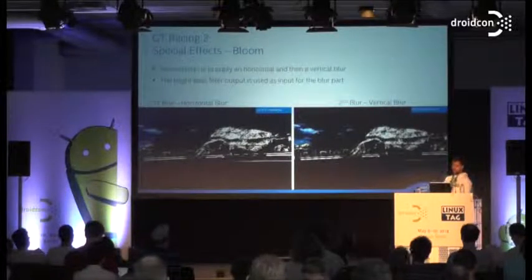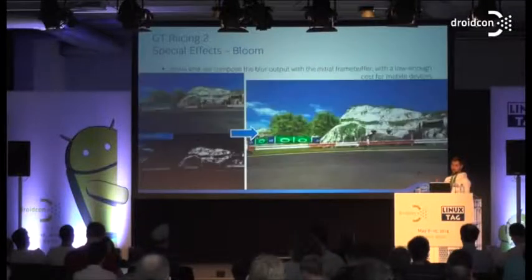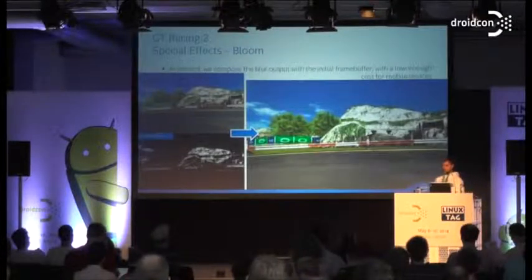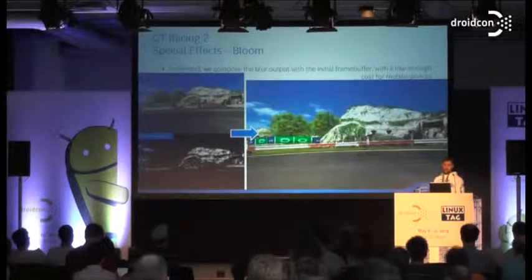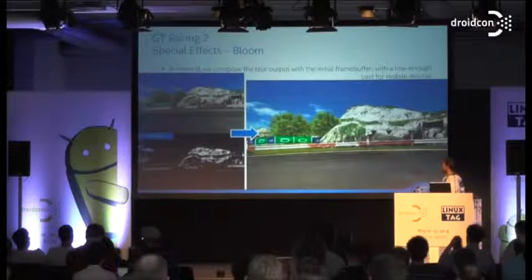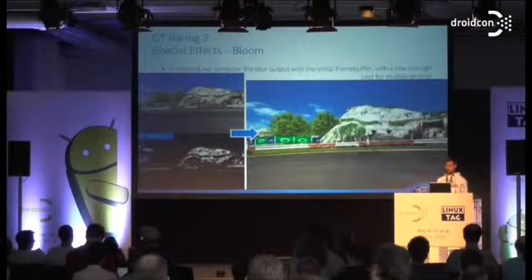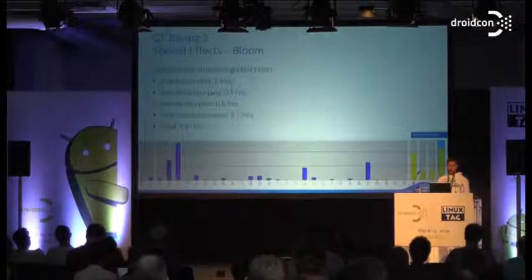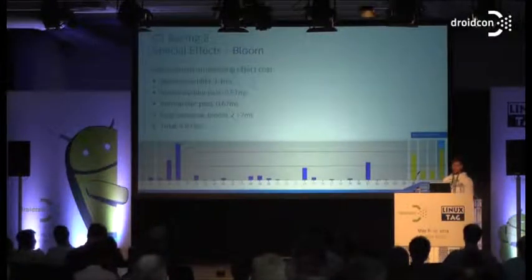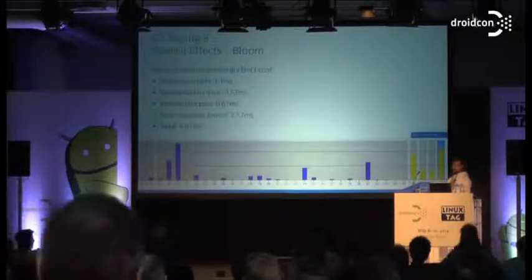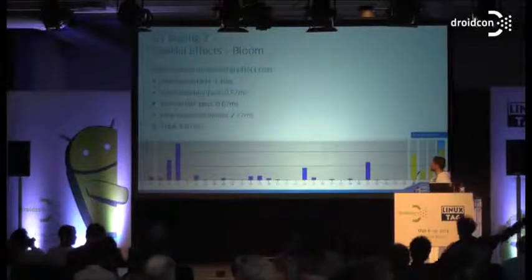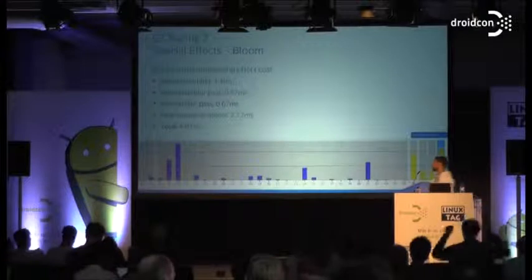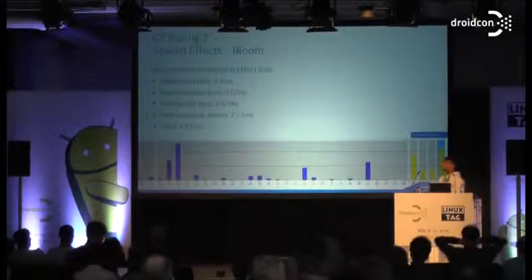And at the end of the day, these two, so your normal rendered picture as well as the blurred output, were put together, and the final is your image with a blooming effect. How much time did this one need? Overall, the bright pass filter took some time, and the final composition took most of the time. So we were looking at 4.8 milliseconds only for this effect.